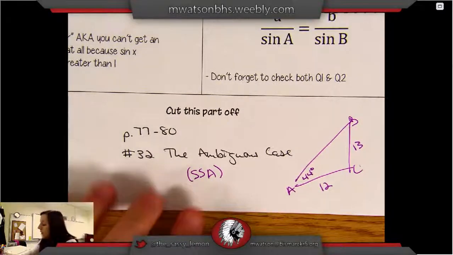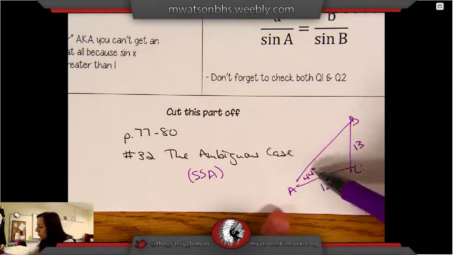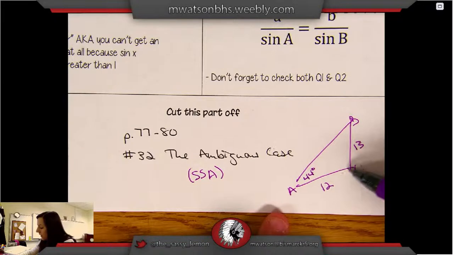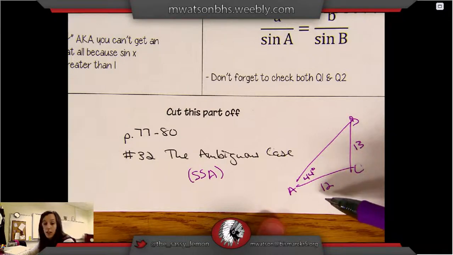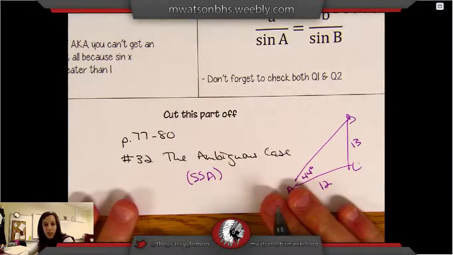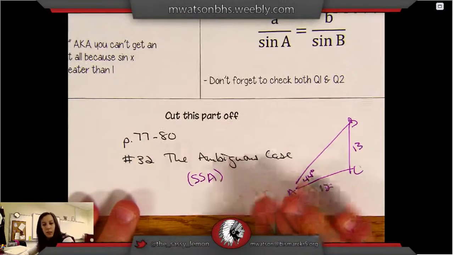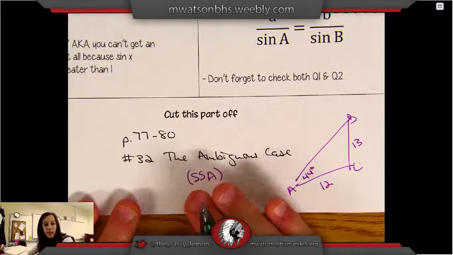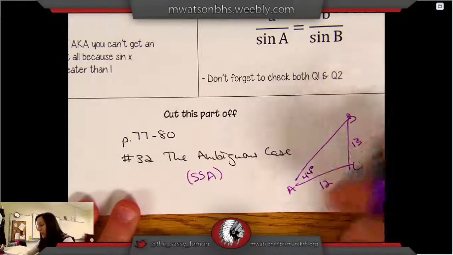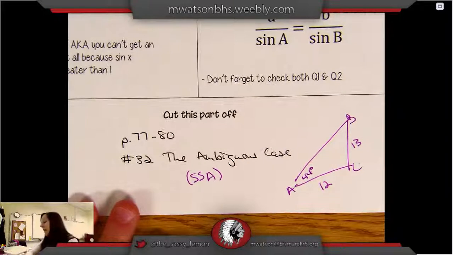Now, you may be asking, what happens if the angle's in between these two? Well, then that's a bad situation. You can't have side angle side and be able to solve it. And you'll learn why here in a little bit. But the ambiguous case is called side-side angle. That's where you're given two sides and the angle right after that.